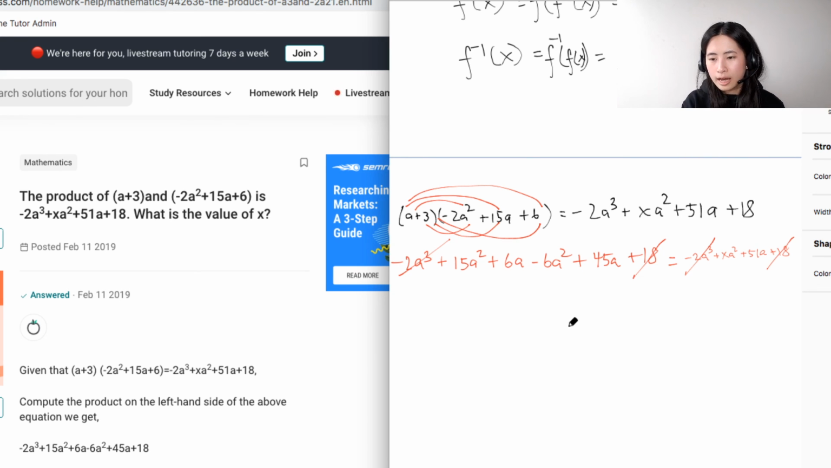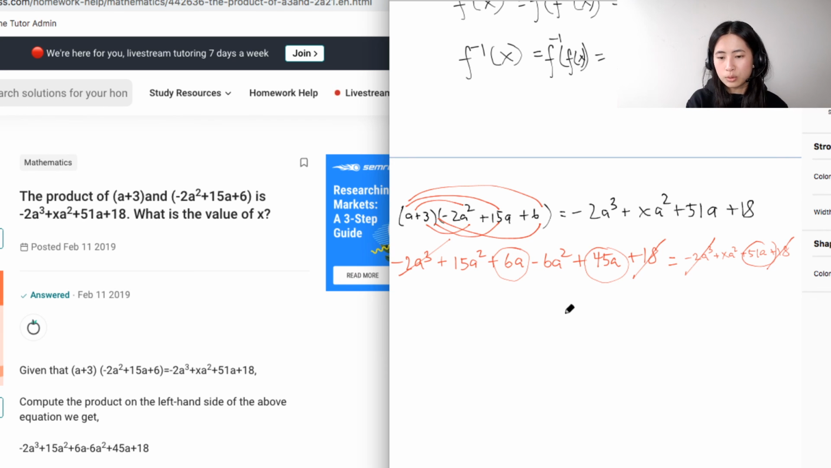Now, if you look at 51a, so that's right here. What else? You have 45 and 45a, and you have 6a, right? So maybe we can add 45 and 6. So 45 plus 6 is going to be 51a.